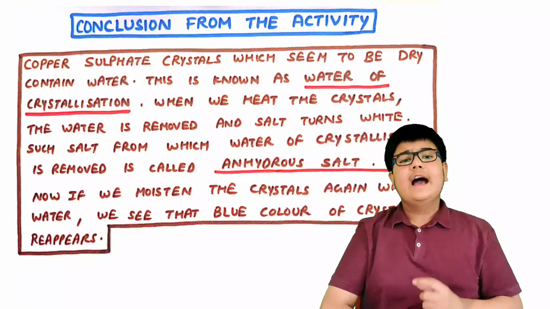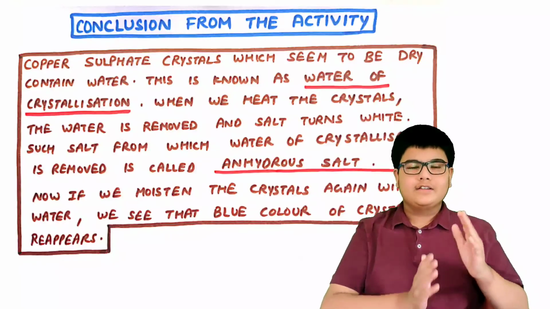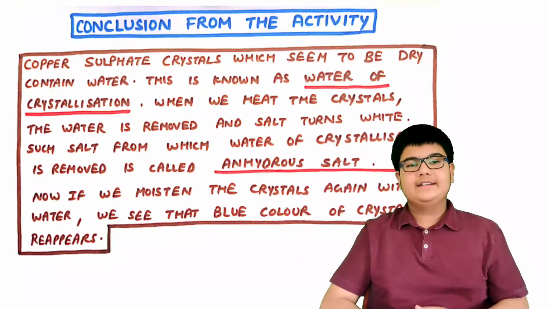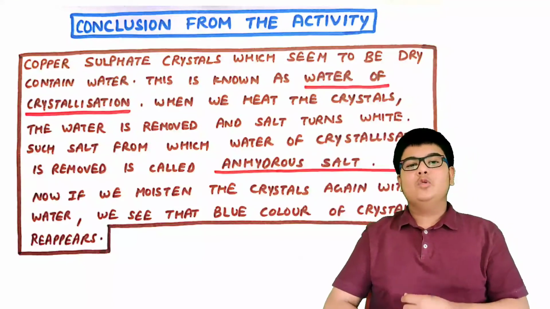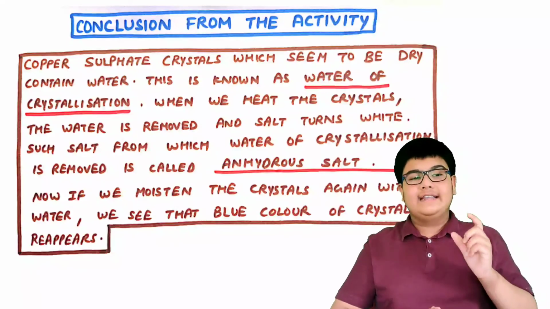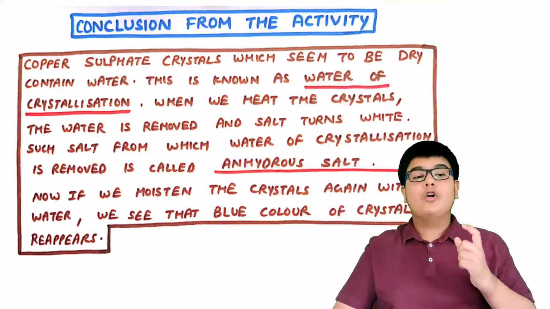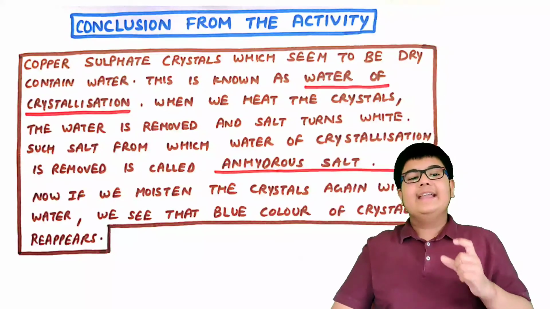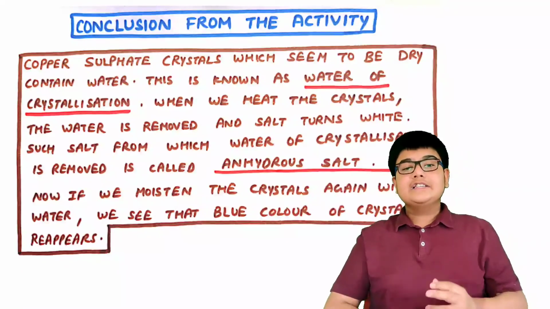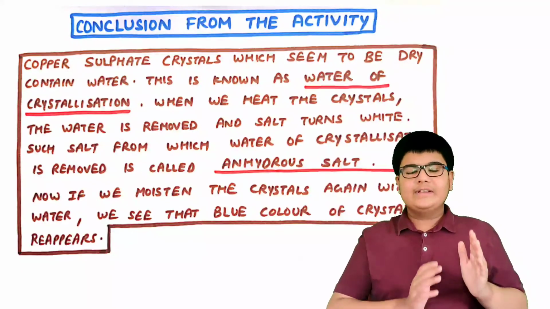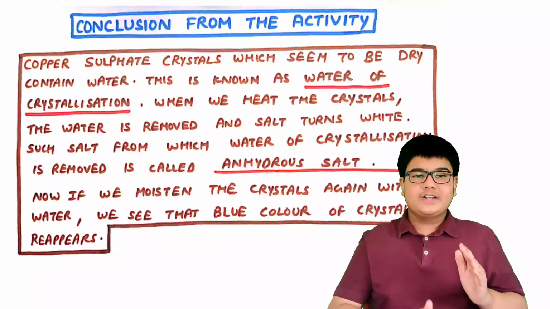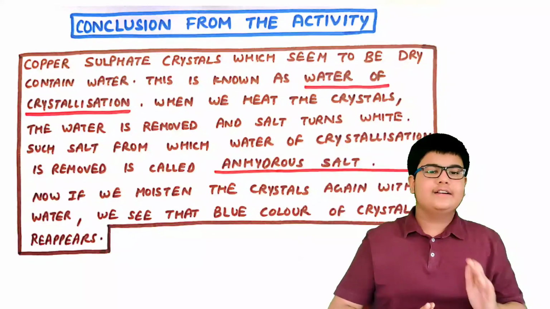Now think about this, how did this happen, that the copper sulfate changed from blue to white and water droplets appeared in the test tube. So from this we can conclude that copper sulfate crystals which seem to be dry are not dry and they contain water. This water is known as water of crystallization. And when we heat the crystals, this water is removed and the salt turns white. Such salt from which the water of crystallization is removed is known as anhydrous salt, and the salt which contains water of crystallization is called hydrated salt.